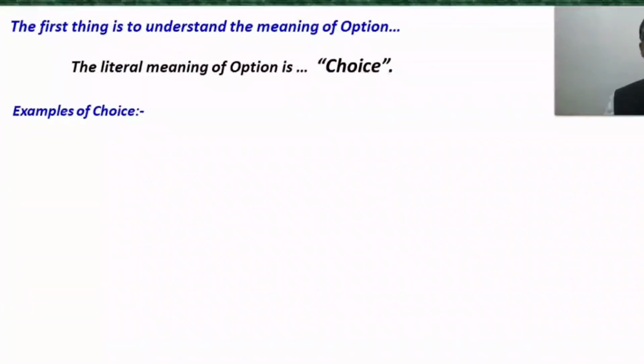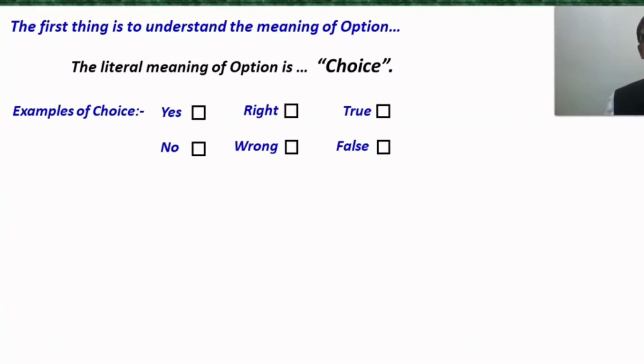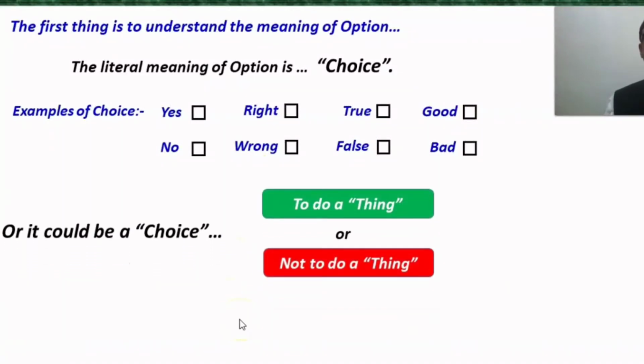If you ask me for an example of choice, you can choose between yes and no. You can choose between right and wrong. You can choose between true or false. You can choose between good or bad. Similarly, a choice could be to do a thing or not to do a thing. For example, would you like to go to office or would you not like to go to office? That is a choice. Would you like to go for a movie or not? That is a choice.